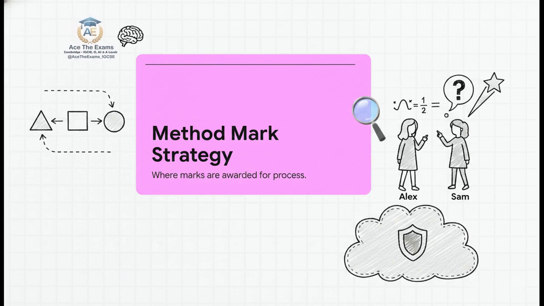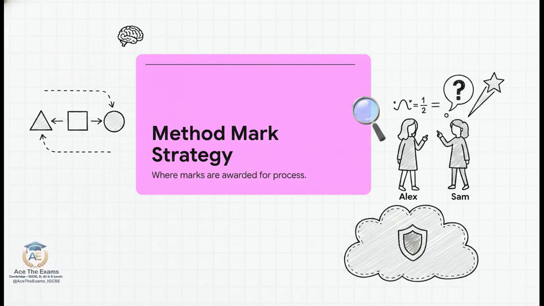In essay writing, you might know the PEEL structure: point, evidence, explanation, link. In mathematics, we adapt this: principle, equation, execution, logical link. You state the principle, you set up the equation, you show the flawless execution of the substitution, and you link it to the final result.